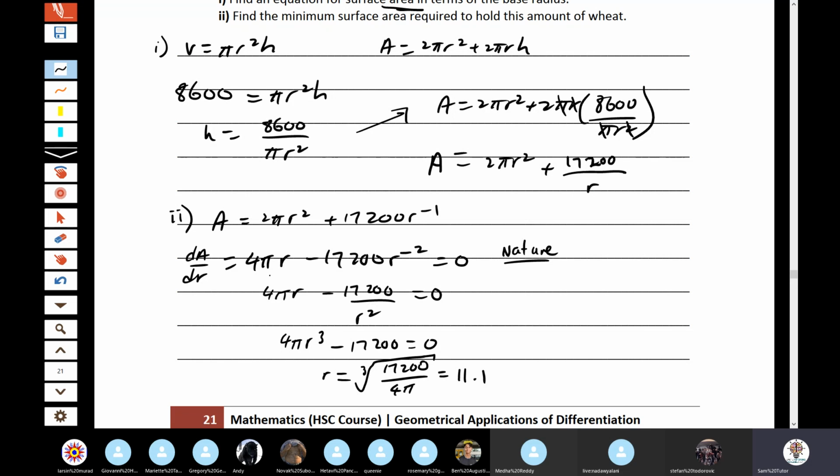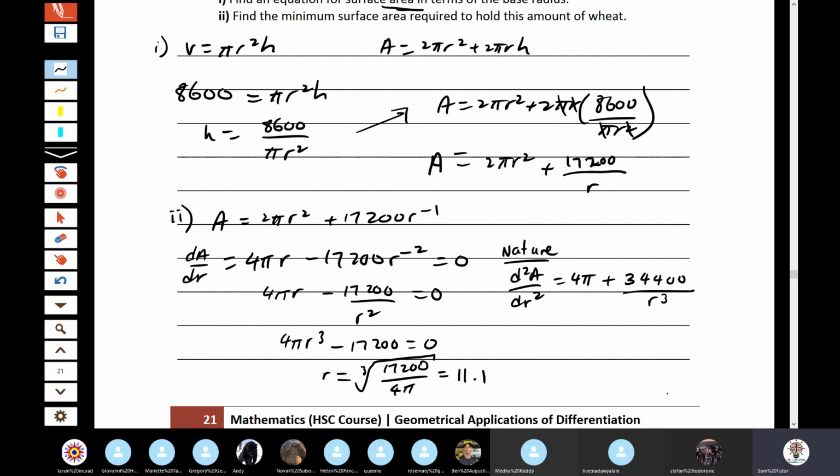Ready? 4 pi, so d squared A on dr squared is 4 pi. Drop the negative 2 down, which becomes plus 34,400. I haven't done that wrong. And then r^-3, which means over r cubed. You guys just got to trust me with that.